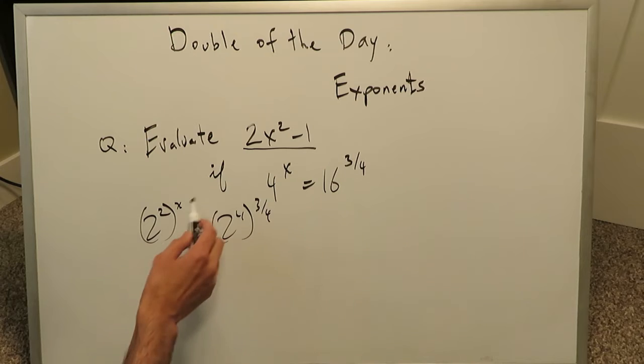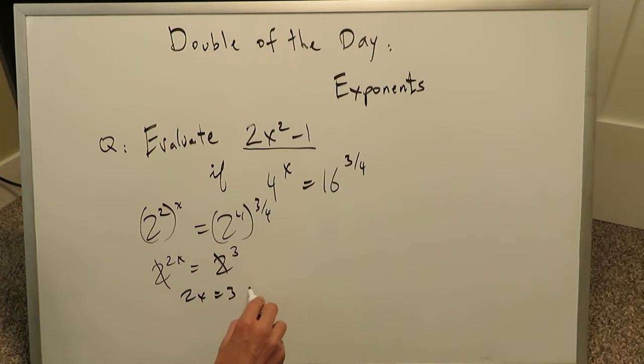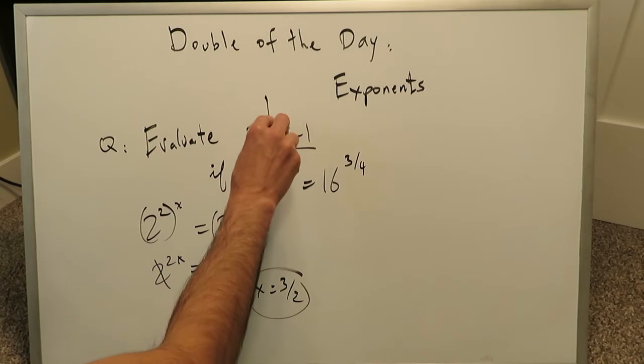Open this up. You have to use the law of exponents. These just multiply. 2 to the power of 2x is equal to 2 to the power of, the 4's will cancel out, which is just 3. You can literally cancel out the 2's here and you have 2x is equal to 3. Therefore x is equal to 3 over 2, a value that you can now plug right in here.